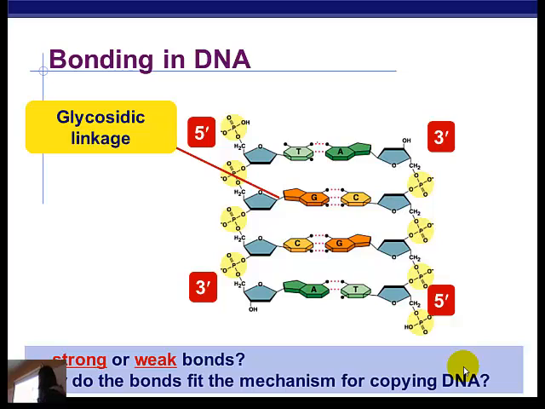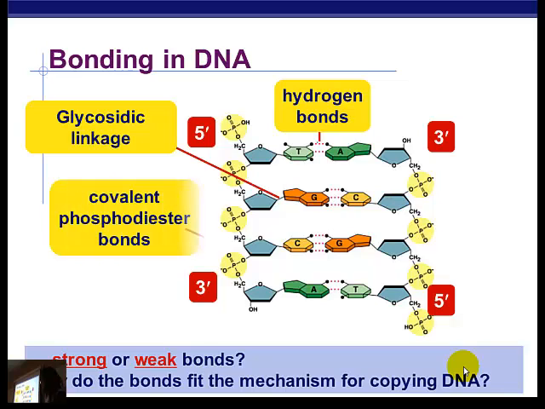Bonds. The bond between the sugar and the nitrogen base is called a glycosidic bond. That's this one. The bond between my sugar ring and my nitrogen base is a glycosidic bond. Those are strong bonds. The bond between two different nitrogen bases is called a hydrogen bond. Those bonds are weak. Hydrogen bonds are weak. Glycosidic bond, strong.